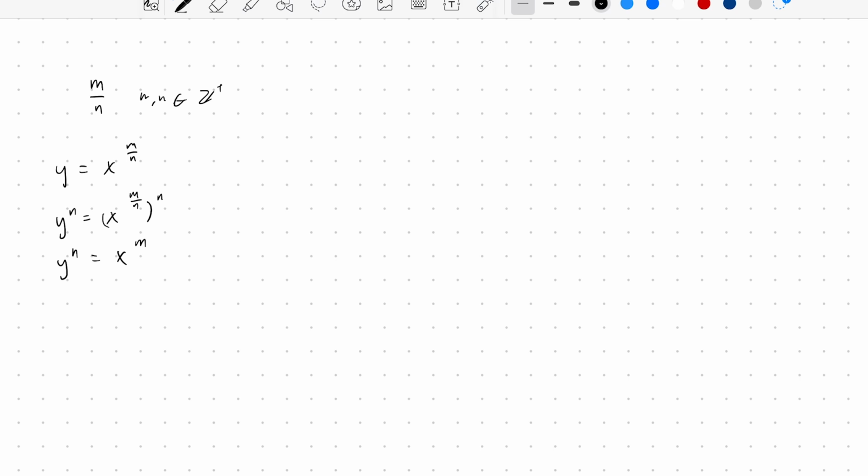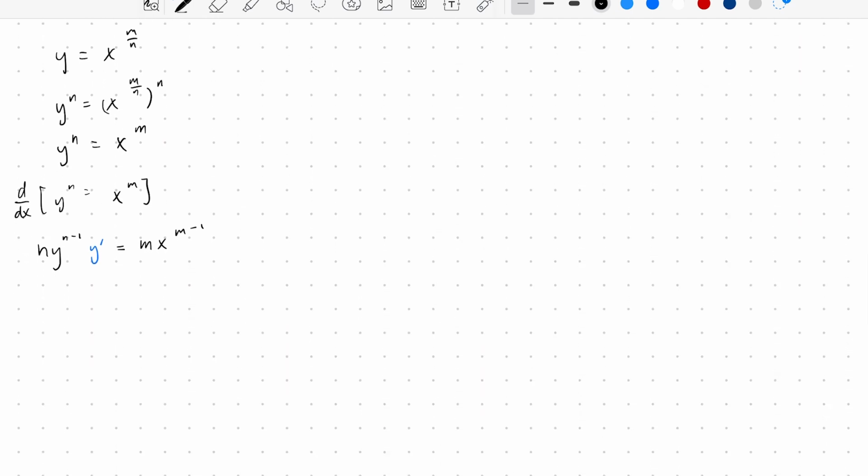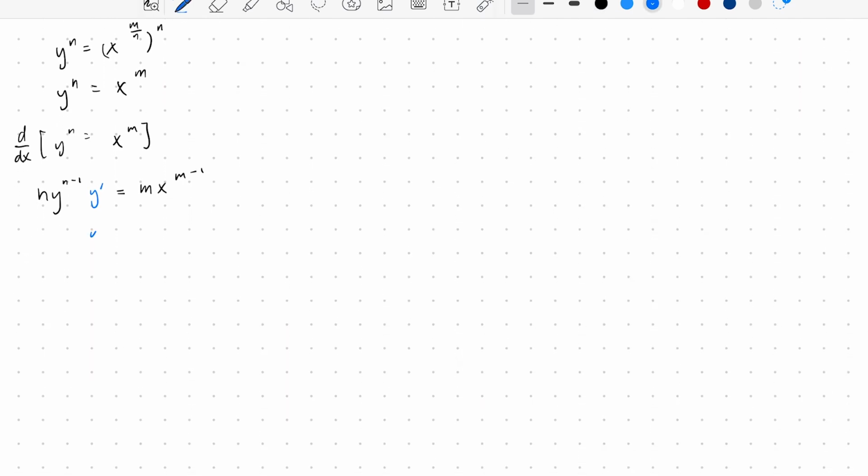On the left side, this is sloppy notation, but it's really more important to know what we're doing here. So on the left side, it would be n times y to the n minus 1 using the power rule, and then multiplied by the derivative of the inside. And then on the right side, it's more simple, where we just have m x to the m minus 1. Because remember, m and n are positive integers, and we know how to deal with that using the power rule. Now, we isolate y prime. That's equal to m x to the m minus 1 over n y to the n minus 1.